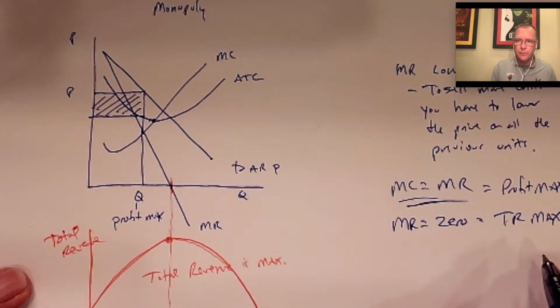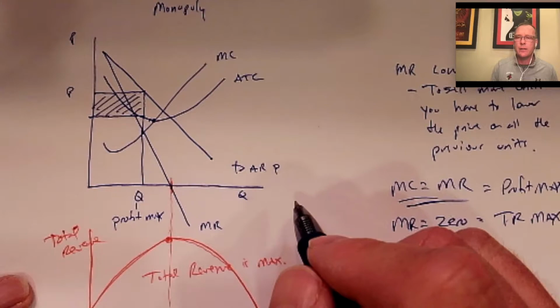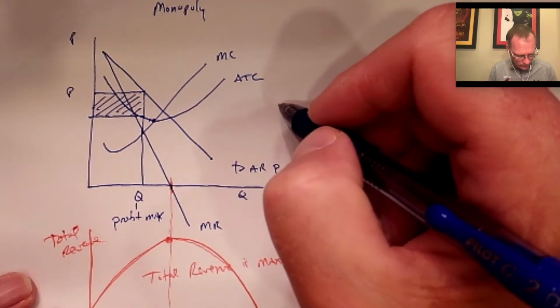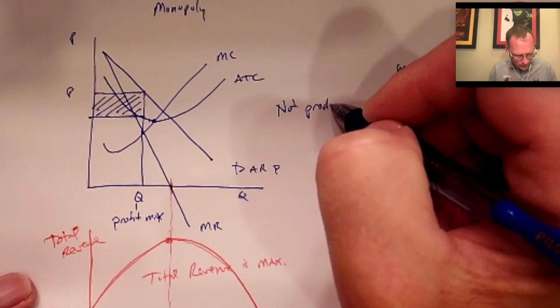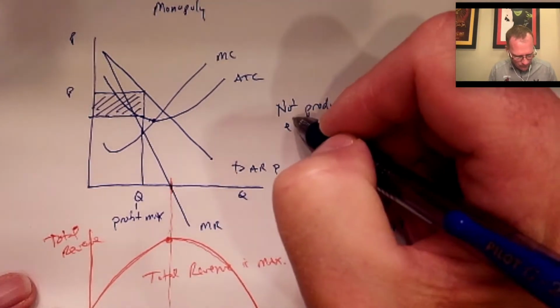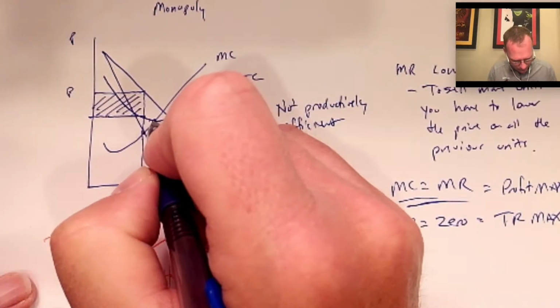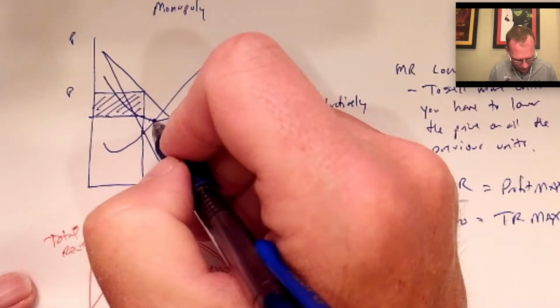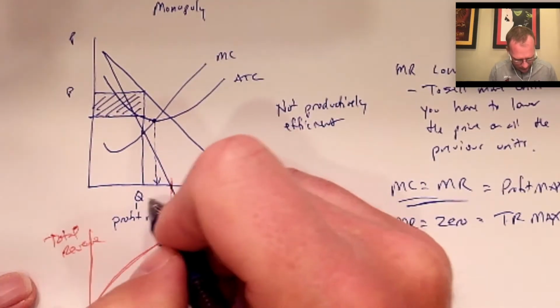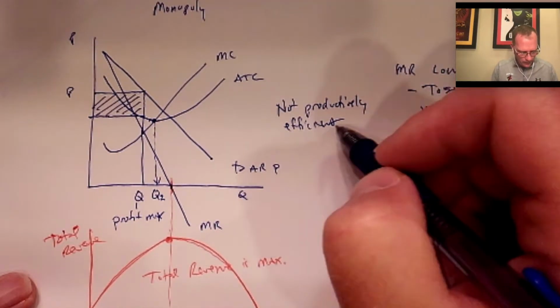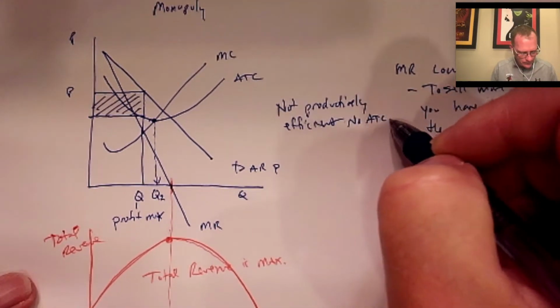Good to know. What do they like to ask us about monopoly graphs? Well, they like to say, hey, is this thing efficient? And the answer is no. It is not allocatively efficient, and it is not productively efficient. Not productively efficient, because if you look where my average total cost is minimized, I am not producing there. If I come down here, I'm not producing at, let's say that is Q2. So no ATC min.